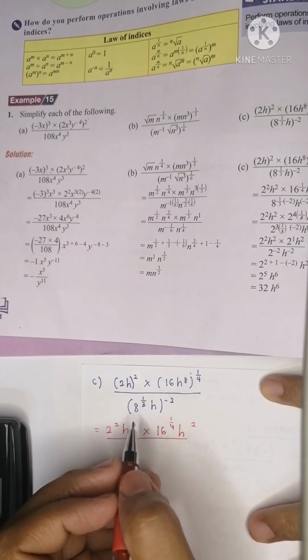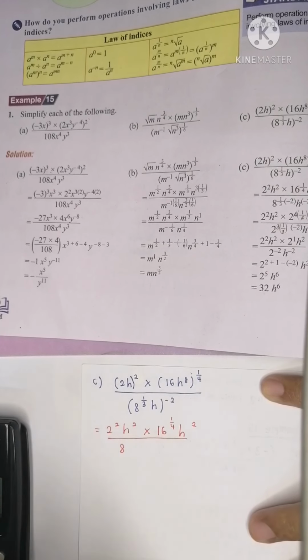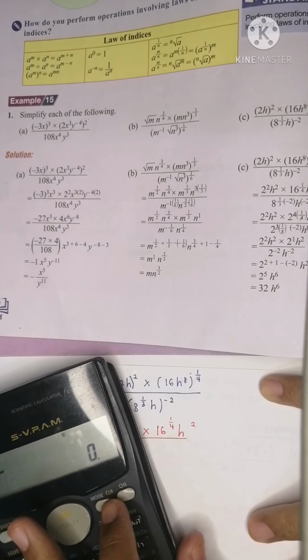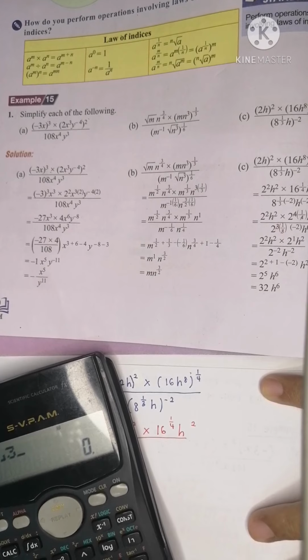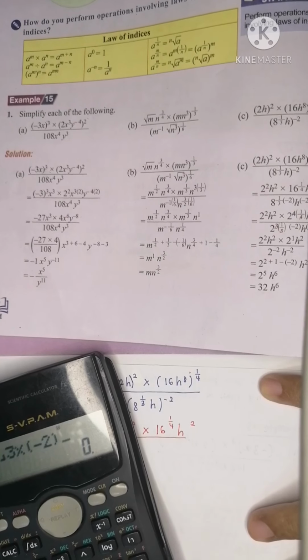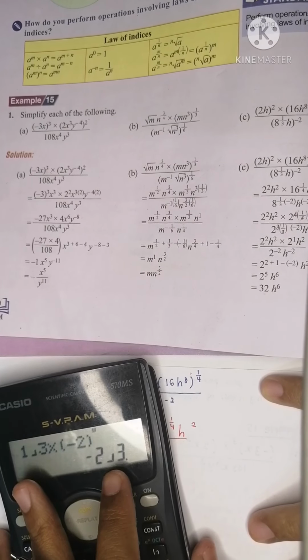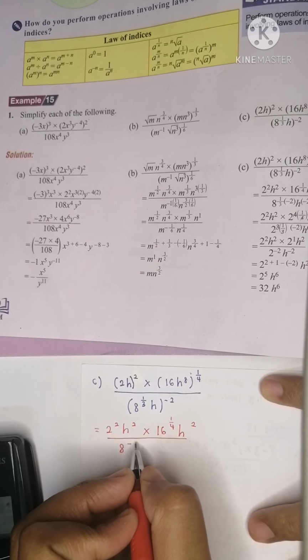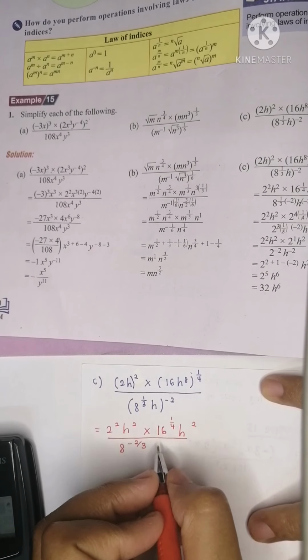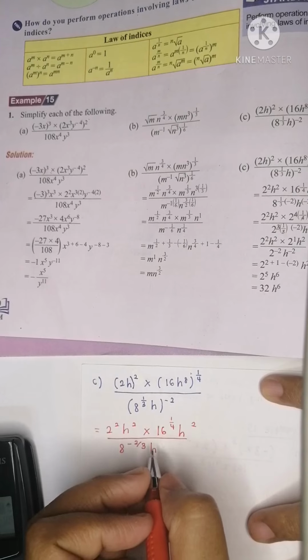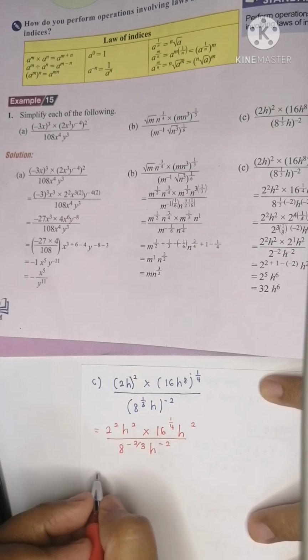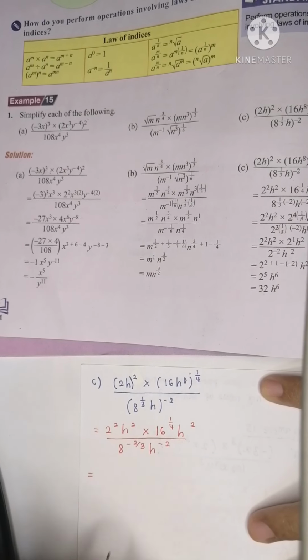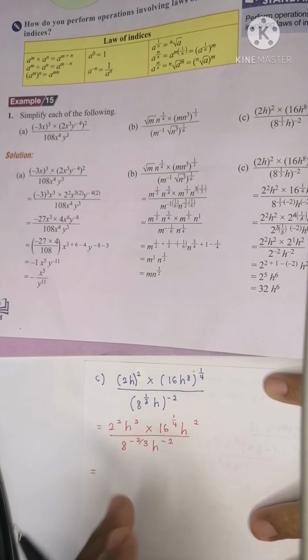8 to the power of 1 over 3, multiplied by negative 2. So your answer will be negative 2 over 3. Okay, now look at h. h to the power of negative 2. So we are done already. Okay, so what should you do after that?